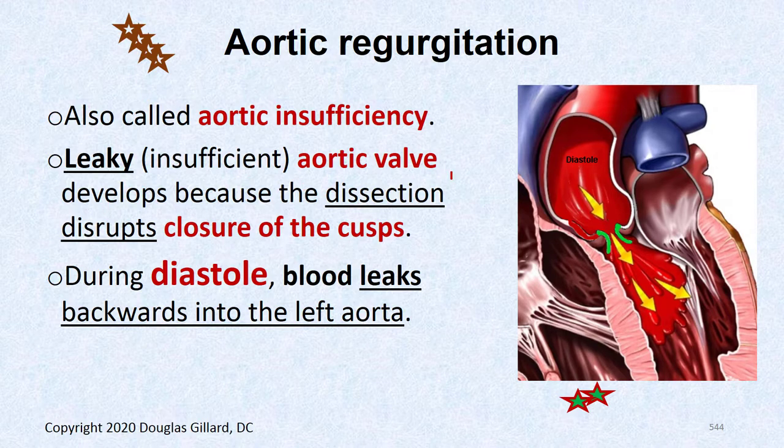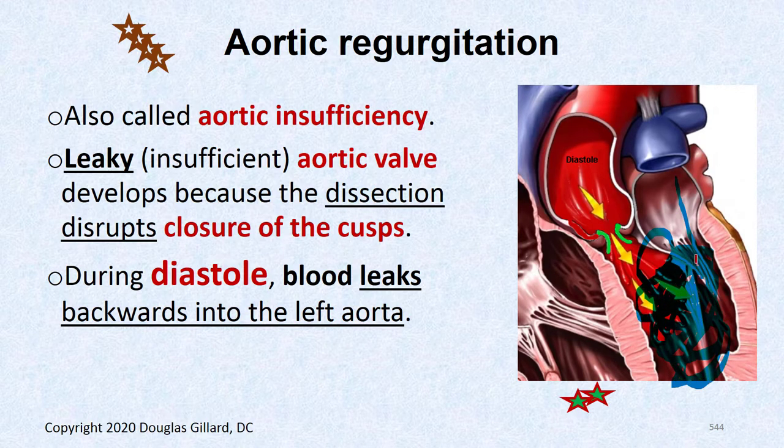Here's a cartoon of regurgitation. So systole occurs, too much blood, right? The trouble with aortic regurgitation is the ventricle gets overfilled with blood, because you just ejected all the blood out, but during diastole, some of the blood leaks back in. And it overfills the ventricle.